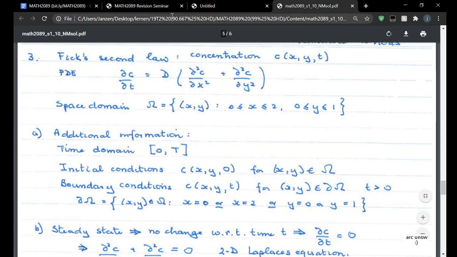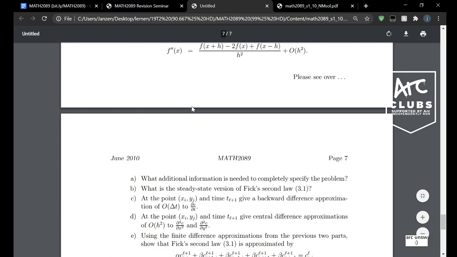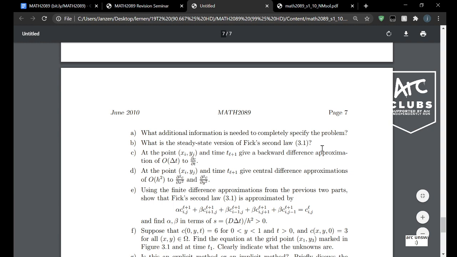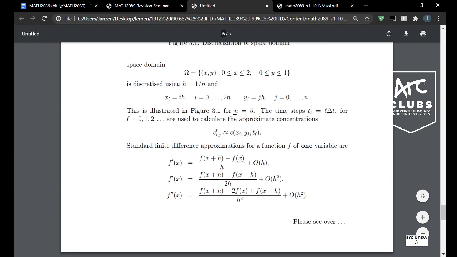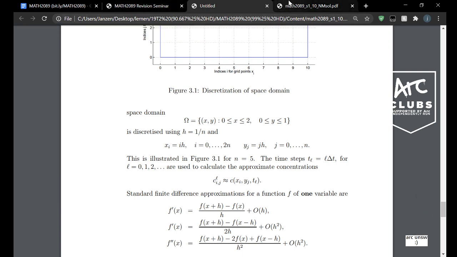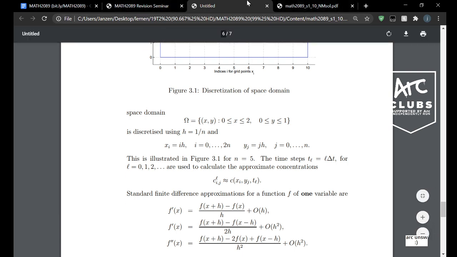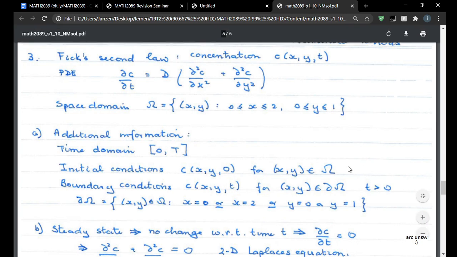So basically, question 3: what additional information is needed to completely specify the problem? For most PDEs, you will require the time domains and space domains, as well as the initial conditions and the boundary conditions. So they give us the conditions.